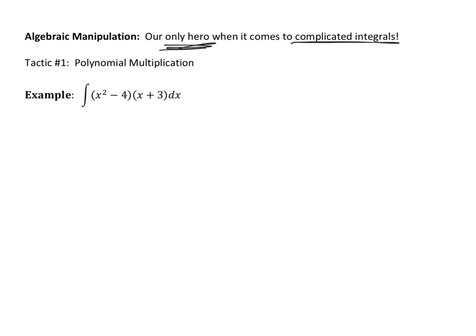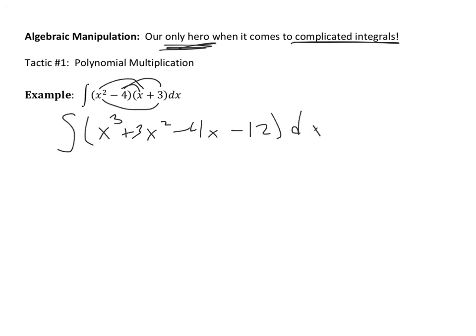Right? So what we need to do here is manipulate the integrand to make it something that I can take the integral of. Okay, so I'm thinking here I could multiply these polynomials. If I multiply these together, x squared times x is x cubed, x squared times 3 is plus 3x squared, negative 4 times x is minus 4x, and negative 4 times 3 is minus 12.